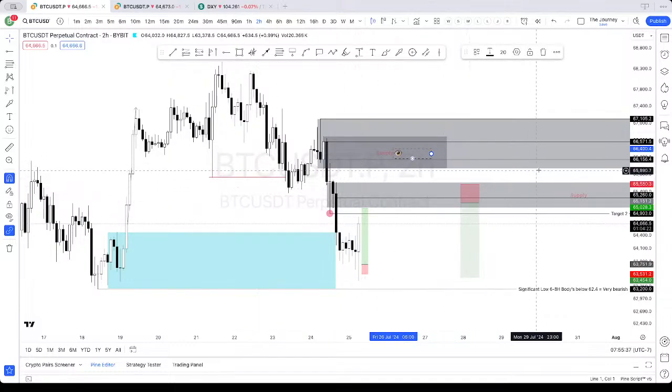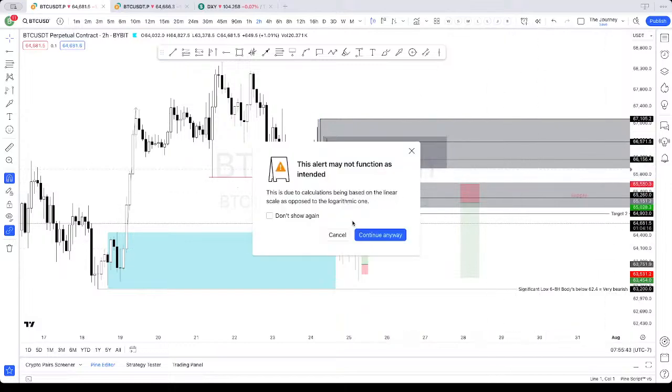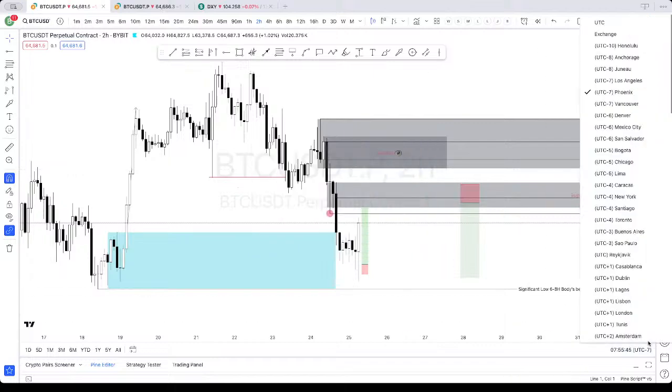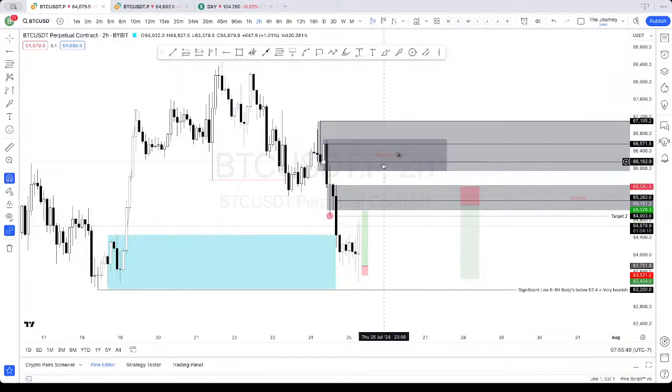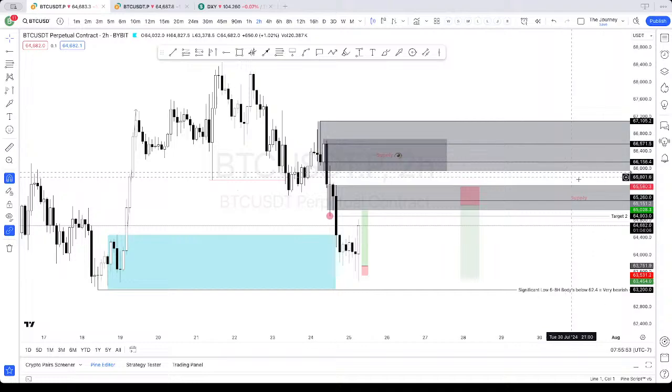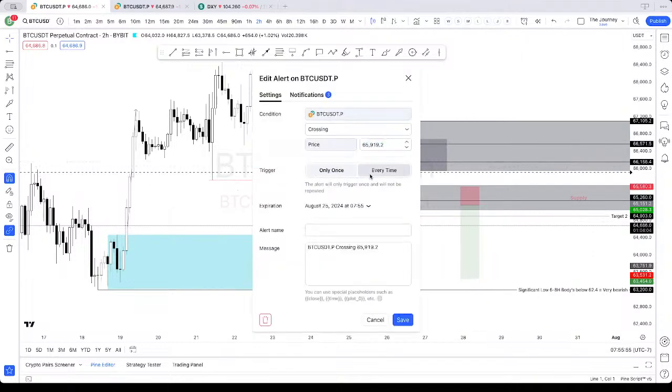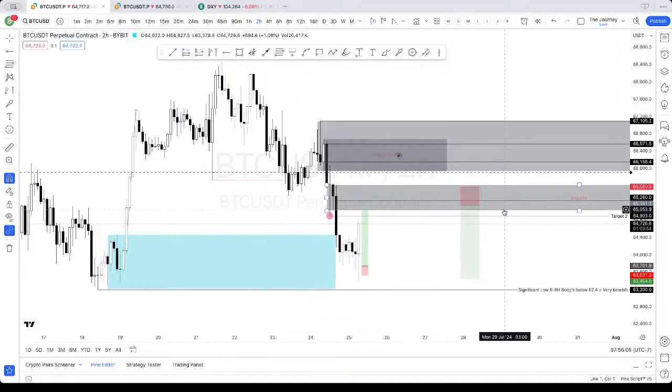Let's start our alert setting at 65,949. I think let's start there. Okay, let's get off logarithmic and try that again. Let's do one here, and I want it every time it crosses on the, oh, this doesn't give you time frame, huh? Okay, that's fine. Whatever. We'll start with an alert there.